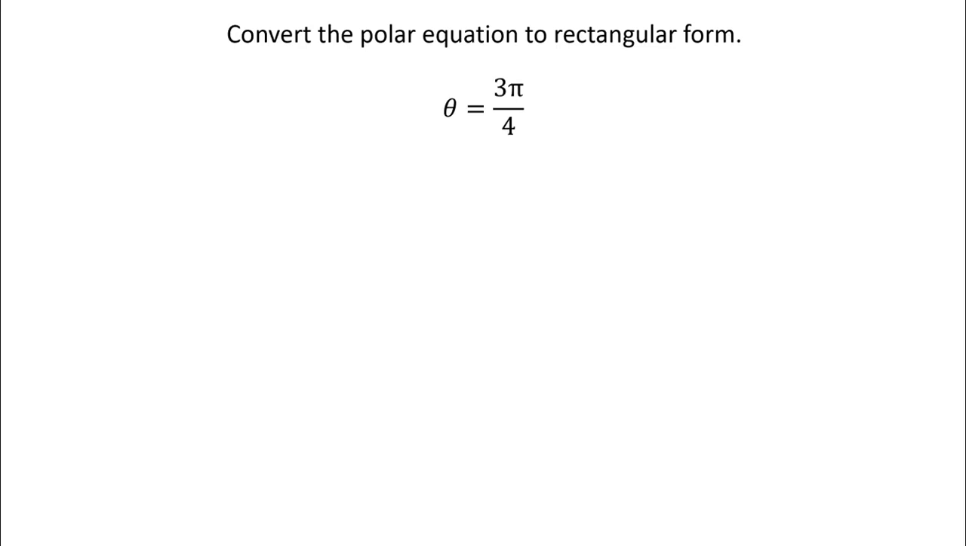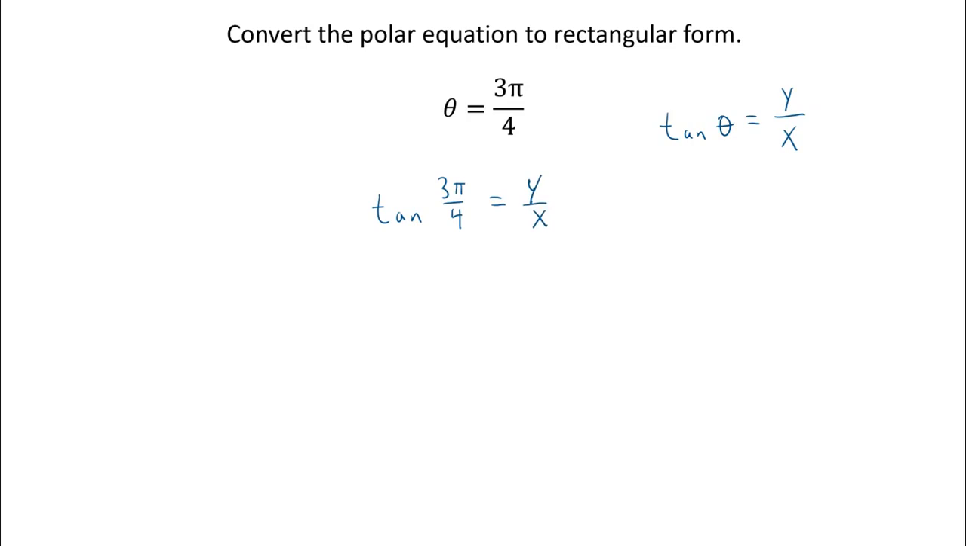All right, let's take a look at this example. Theta is equal to 3 pi over 4. To convert this equation to rectangular form, we're going to use the fact that tangent of theta is equal to y over x. So that will give us tangent of 3 pi over 4 is equal to y over x.